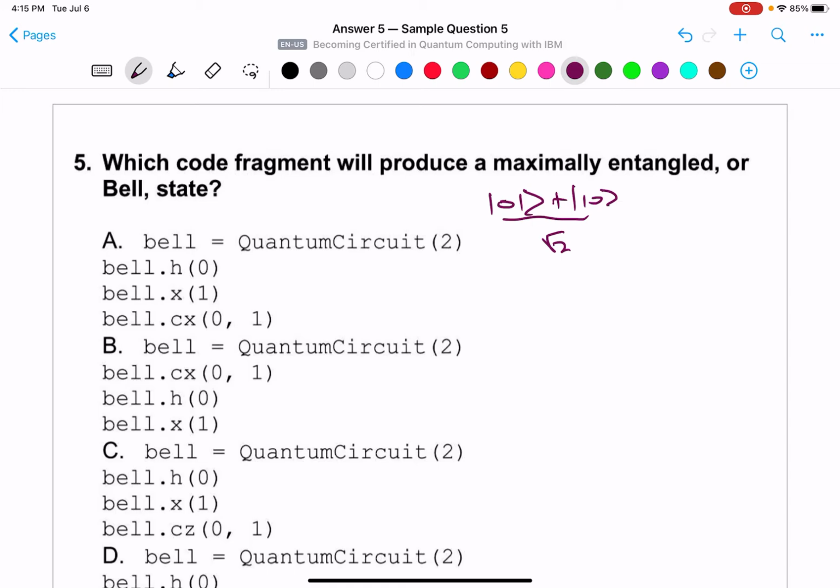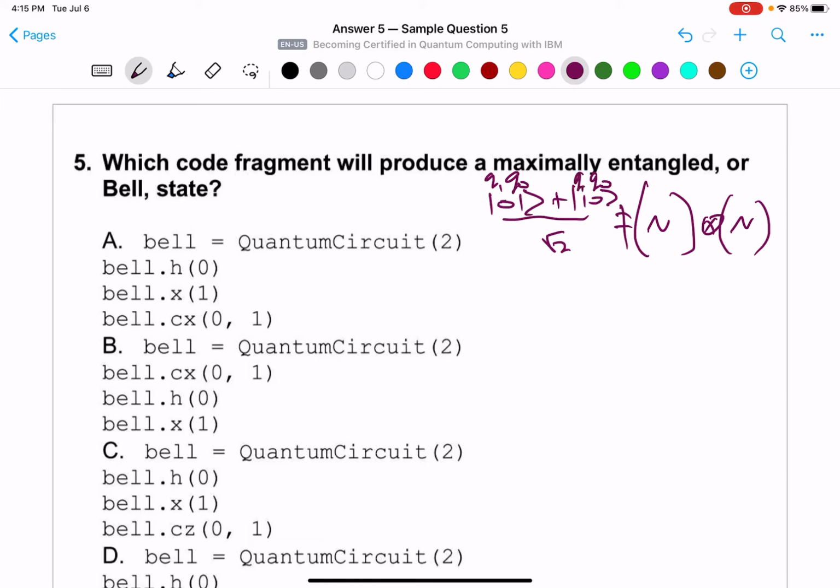Now why is this a maximally entangled state? Well, it cannot be written as the tensor product of 2 separate states. And because it cannot be decomposed into 2 separate quantum states, they are entangled. That's why we call them entangled. Because if we know Q0 is a 1, then we know that Q1 is a 0. And vice versa, if Q0 is a 0, then we know Q1 is a 1.